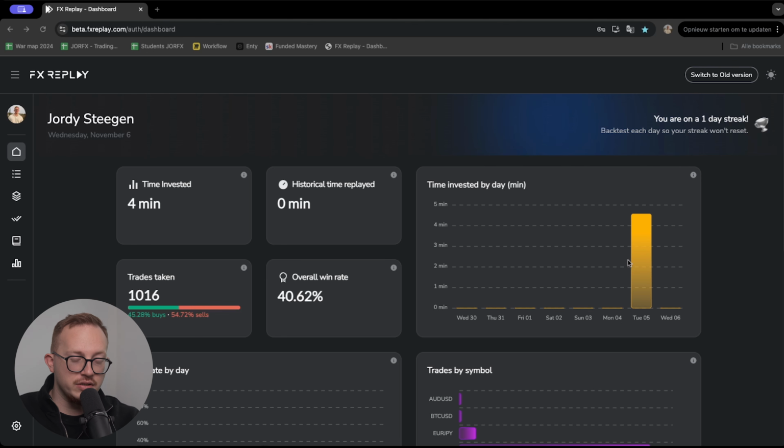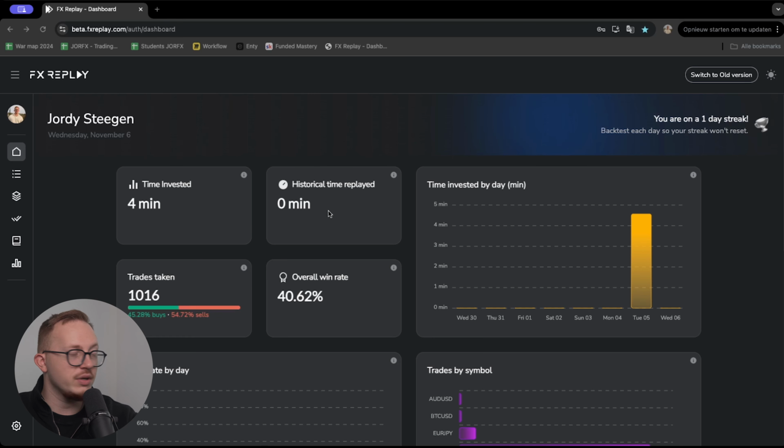These are in real life days, right? So you can see yesterday I was testing out a new platform, and I had backtested around 4 or 5 minutes. I was just testing things out. Same thing right here. Time invested is in real life data, and it's going to rack up all of the time you have ever backtested. But this is of course only for the second version, so it starts counting from right now. Then also historically time replayed, this is basically the time you're replaying on the charts.